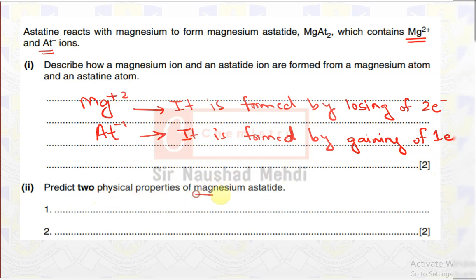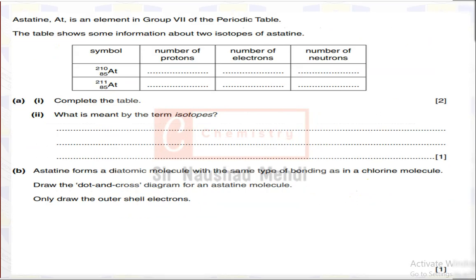Since magnesium is a metal, and astatine is present in group 7, which is a non-metal, a metal and a non-metal make an ionic bond. Since this is an ionic compound, you have to write the two properties of ionic compounds, which we have already done before, as well as in the previous question. So copy it down from there. Now moving on to the next question.